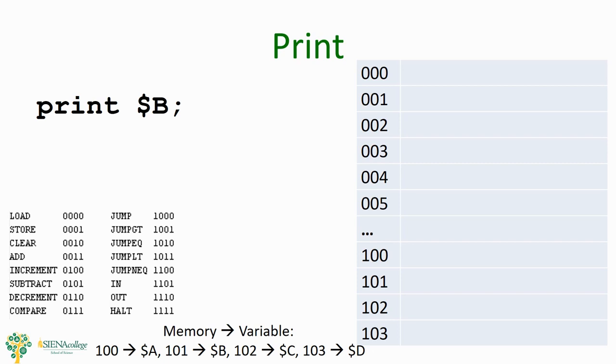For the print command, we'll be using the mnemonic out. So our line of code will be out. And since the variable that we're looking to print is B, which is 101, our operand will be 101. So out 101 is the equivalent for print B.